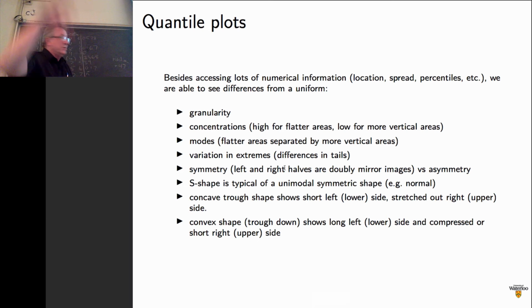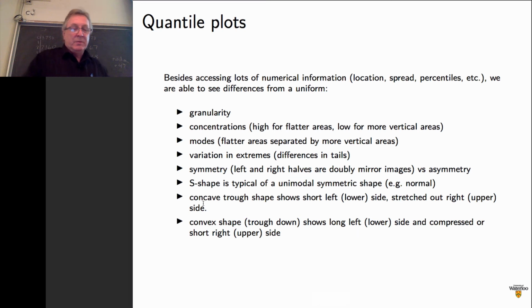What do the two tails look like? Are the tails the same? Or was there one that had a very long tail on one side, but was piled up on the other side, that was skewed. And an S shape, or something close to that, something that's symmetric, sort of mirror symmetric in that way, is indicative of a unimodal symmetric shape.